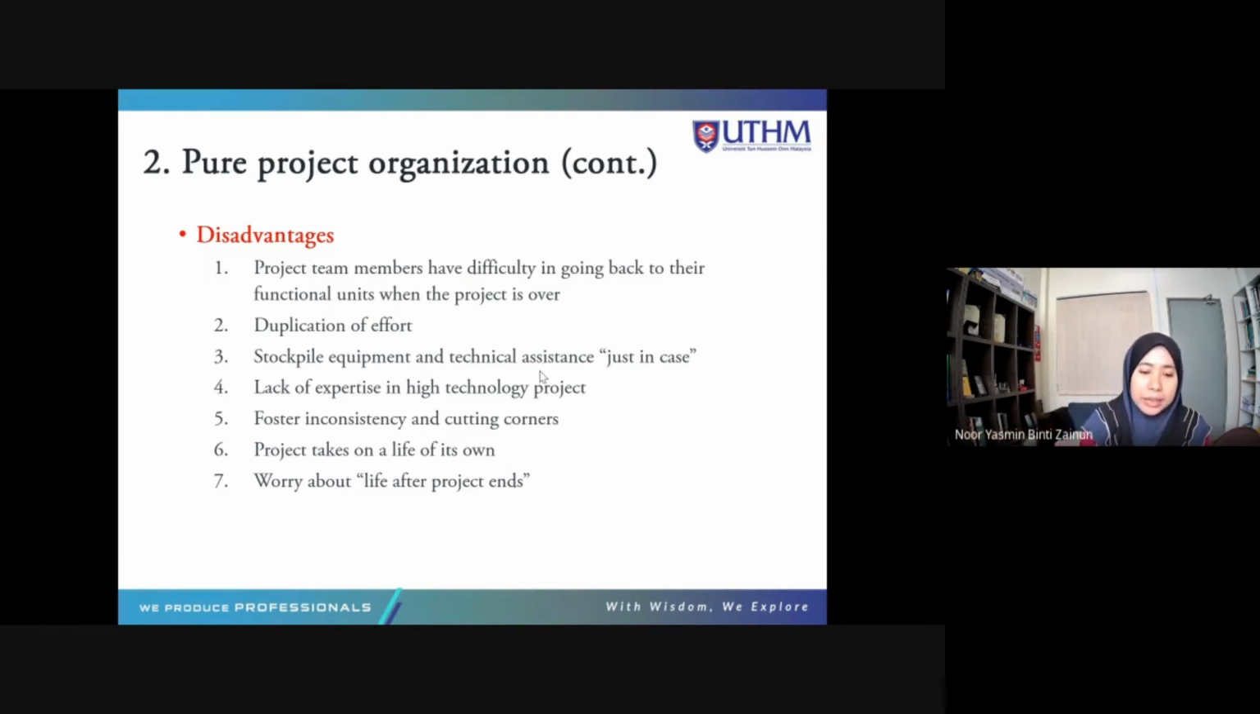Boleh sewa lah. Okay. Lack of expertise in high technology project. Because setiap project manager tu dia control satu projek. Dia tak ada masa untuk belajar lagi, training lagi. Foster inconsistency and cutting corners. Project takes on a life of its own. Worry about life after project ends. This one is actually sama dengan yang ni. Bila dah project dah habis, dah risau dah. Nak pergi kerja mana pula lepas ni.